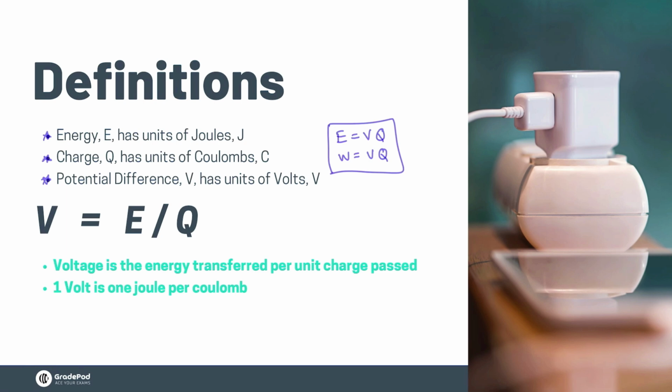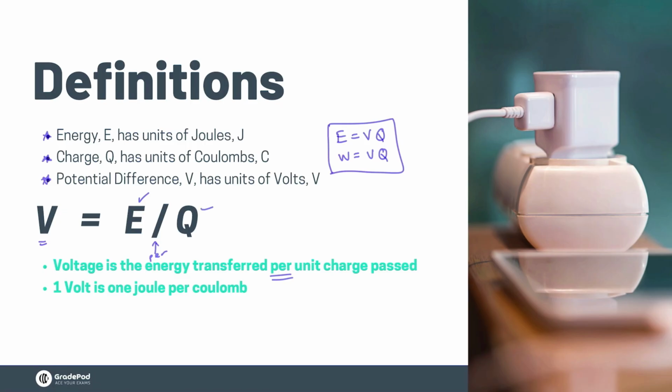Well, if we rearrange that for V, so V is the subject, what we have is V equals E over Q. And basically, the definitions of voltage and the definitions of the volt, which is the units of voltage, are gleaned from this equation here. So if you wanted to define voltage, you'd basically describe this equation in words. So you'd say voltage is the energy transferred per unit charge passed. Per means divided by. Okay, so voltage is the energy transferred, that's on the top, divided by per unit charge. See how it works?